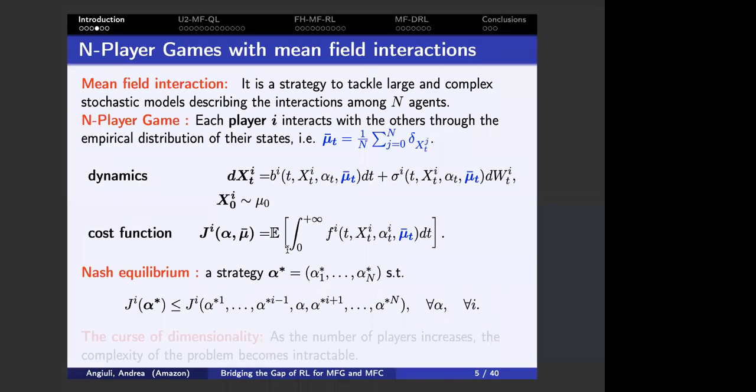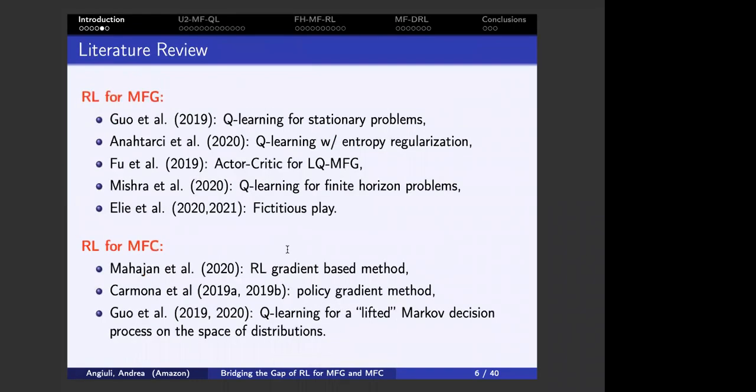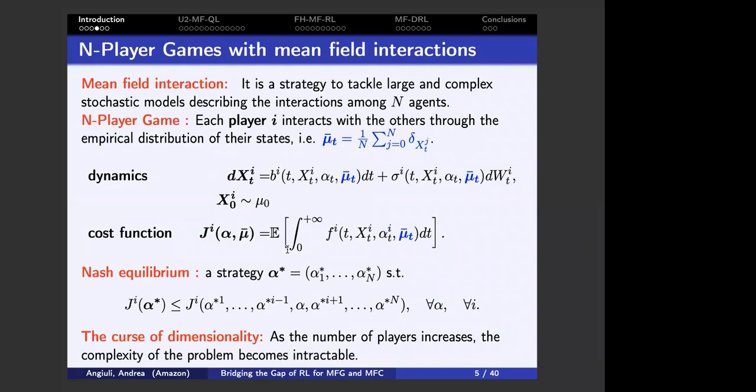Now, even though the mean field interaction allows us to simplify the analysis of these games, when the number of players becomes large, the curse of dimensionality comes back. In order to tackle this problem, in the last 10-15 years there has been a lot of work in what is called mean field theory. Essentially, the idea is that we can pass to the limit as n, the number of agents, goes to infinity, and we can replace the system of n agents with a representative agent that is playing against the distribution of the population.